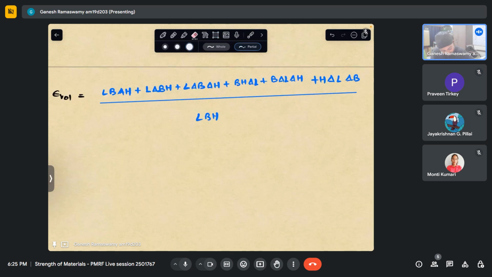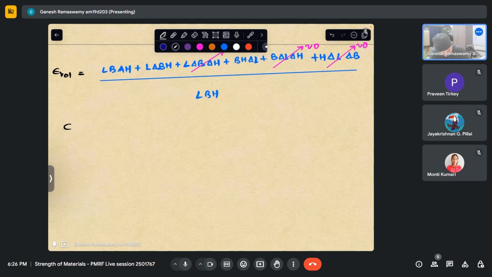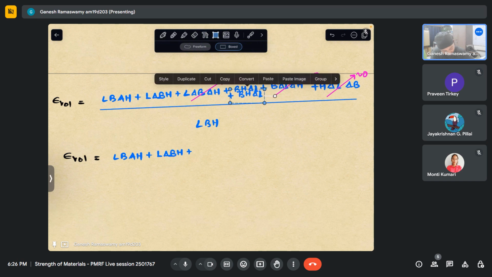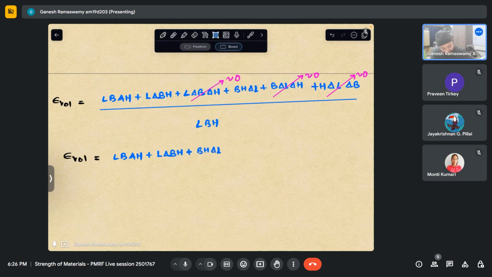Again, if this is 10 power minus 3, this will be 10 power minus 6. So I ignore the smaller quantities, that is, the product of two differentials. If I take this nearly equal to 0, the same goes for this and this, then what am I left with? This leaves me with these two quantities and this one, so it comes to this, 3 by LBH.